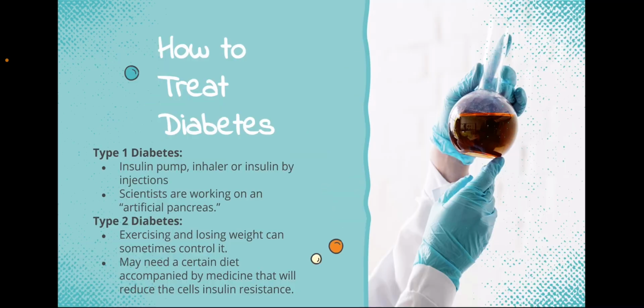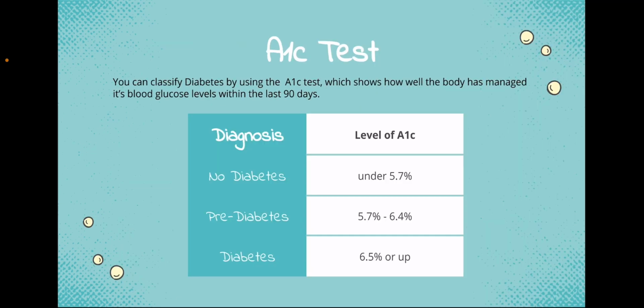Treating diabetes. How do we treat diabetes? With type 1 diabetes, there is an insulin pump, an inhaler, or an insulin by injection. Scientists are working on an artificial pancreas as well. Type 2 diabetes, you can treat it by exercising and losing weight, and that can sometimes control it, but not always. It can make it better for you, make you a little bit healthier, but that does not mean that it will specifically cure it, because you may need a certain diet accompanied by medicine that will reduce the cell's insulin resistance.